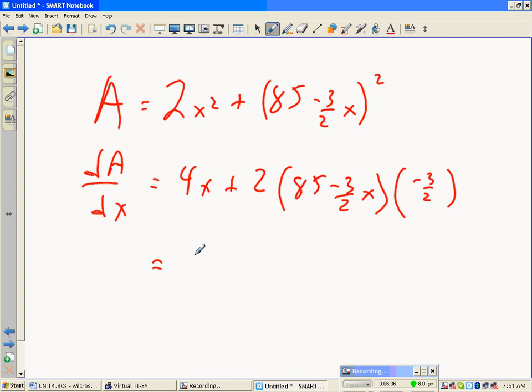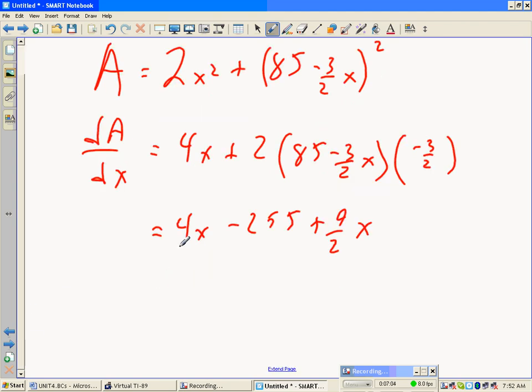That's going to be 4x, and then let's see, this 2 and this 2 are going to cancel. Negative 3 times 85 is 3 times 80 is 240, 3 times 5 is 15, so 255, and it's negative, right? So minus 255. And then I got negative 3, remember the 2 canceled. Negative 3 times negative 3 halves is positive 9 halves x. Okay, let's simplify that even more. Isn't this 8 halves combined with 9 halves is 17 halves x.